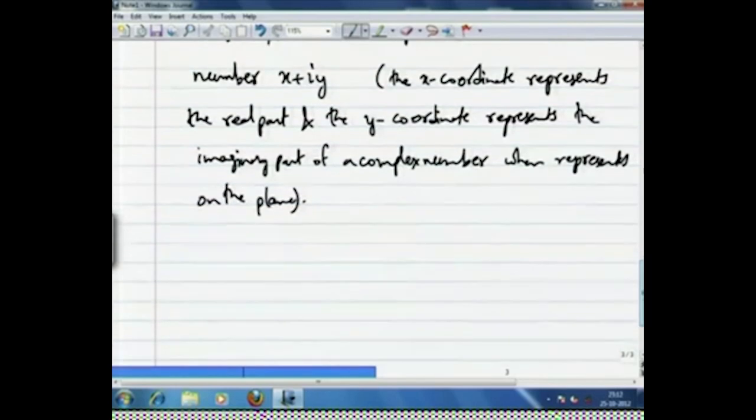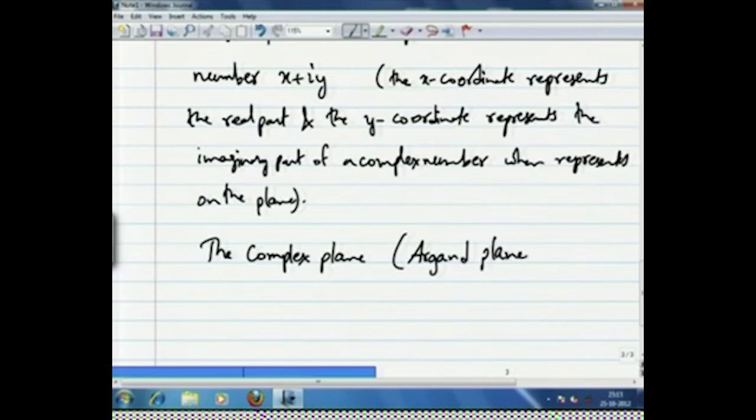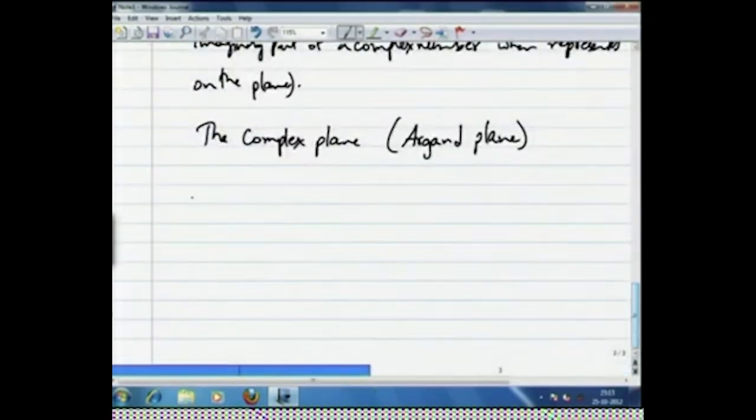Okay, and we will call this plane the complex plane. This was introduced by the mathematician Argand, and this is also called the Argand diagram or the Argand plane. We often denote the set of all complex numbers by this kind of C. C is the set of all a plus b I such that a comma b are real numbers.